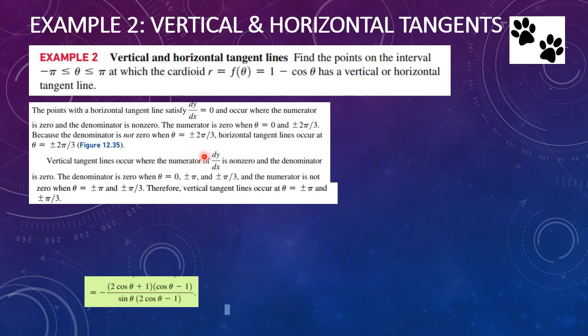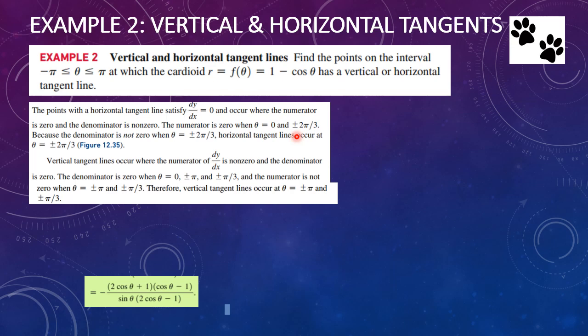2 pi over 3 is 120 degrees, and that's stretching back to your trigonometry knowledge, building those triangles, the 30, 60, 90 triangle, and so for 120 we can use the 60-degree reference angle to find those. So we have 3 values for when the numerator is 0.